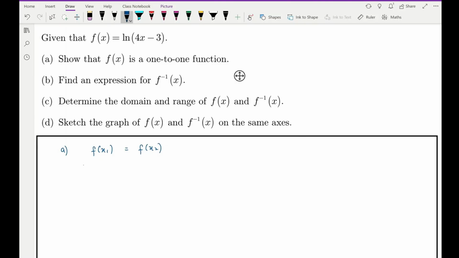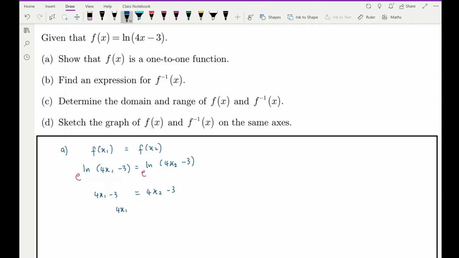So first function, we substitute x1 into the function, equal to the second function where the x we substitute with x2. To eliminate the log, we must exponent both sides. So exponent and ln, we can get 4x1 minus 3 equal to 4x2 minus 3.